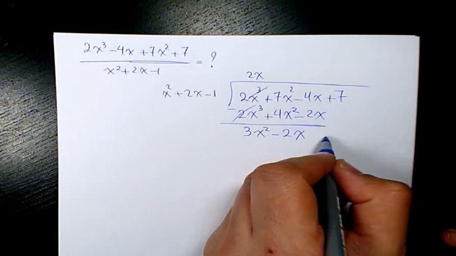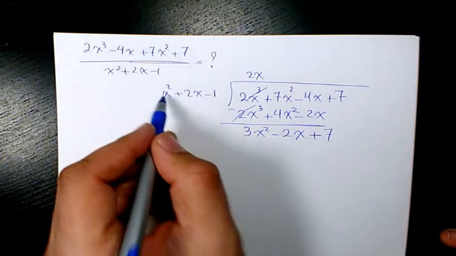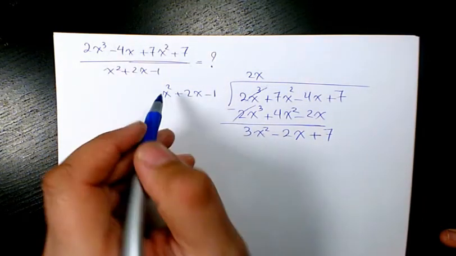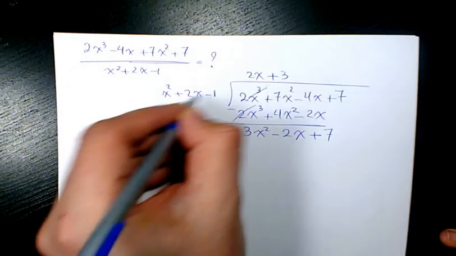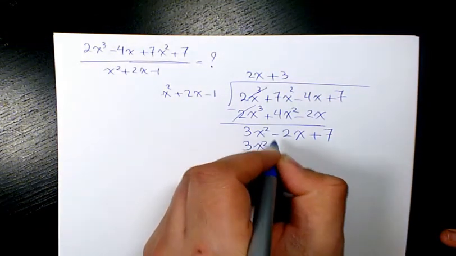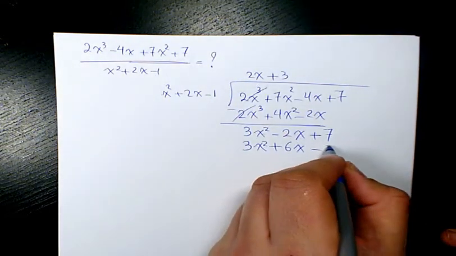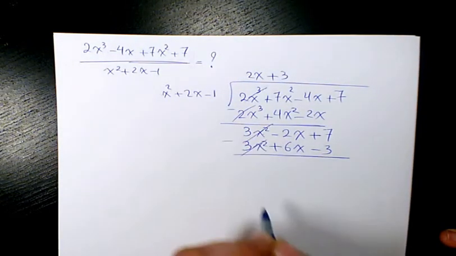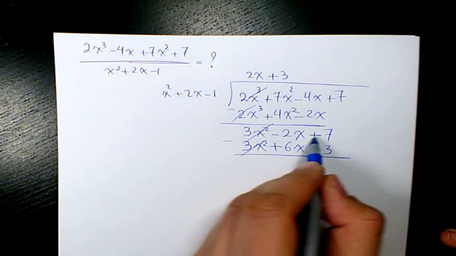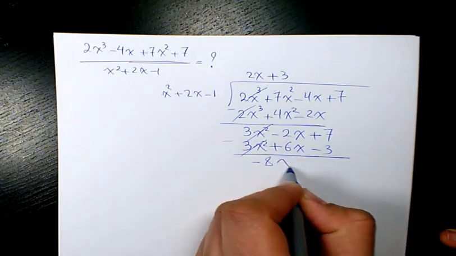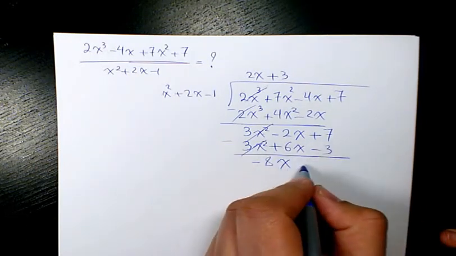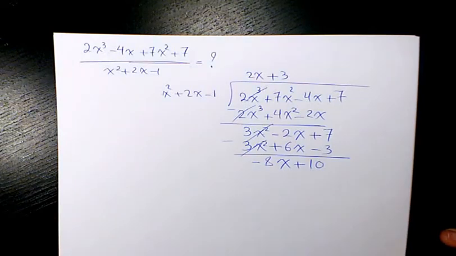Then we need to bring the next number also down because we have 3 terms here. 3x squared divided by x squared is going to be 3. 3 times x squared is going to be 3x squared. 3 times 2x is going to be 6x. 3 times negative 1 is going to be negative 3. When you subtract it, we have negative 2x minus 6x, this is going to be negative 8x. 7 minus negative 3 is going to be 10.